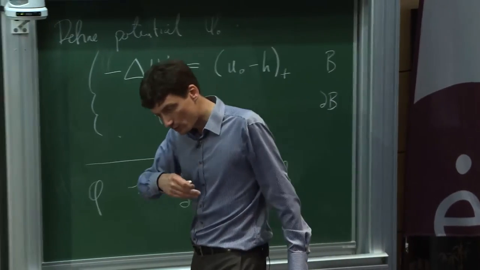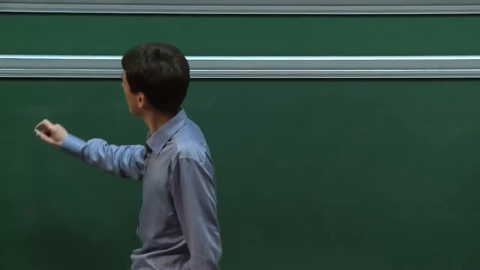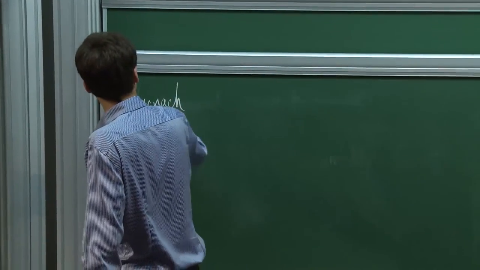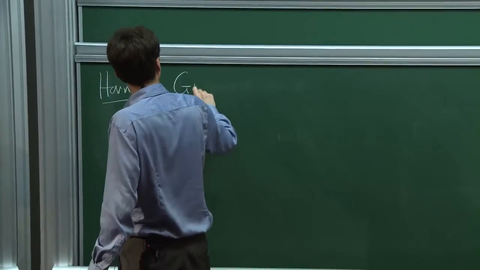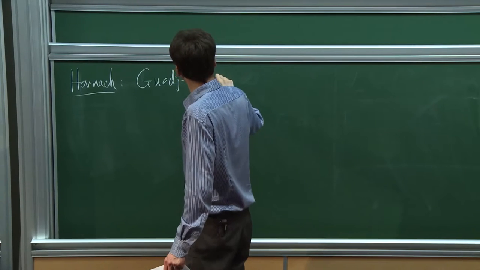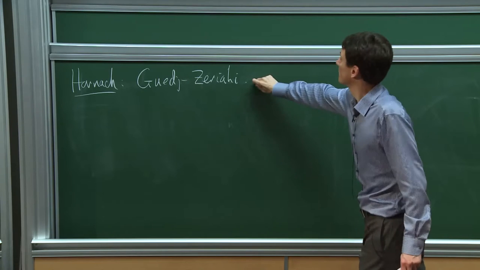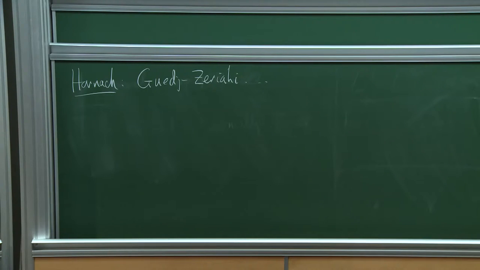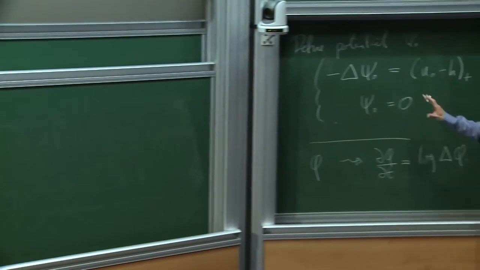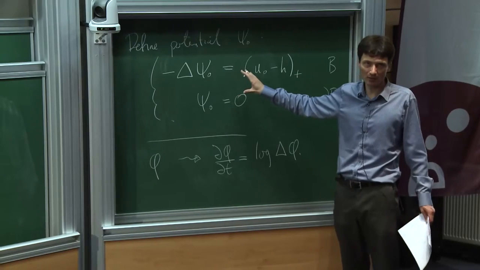So then you look at this evolution, and then there's a Harnack inequality, which we could borrow from a relatively recent paper of two guys from Toulouse, Gurge and Zeri Hai, I don't know how you say his name. And we adapted what they did to our situation in the local case, and it ends up giving you a Harnack estimate on a sort of evolved potential of this.